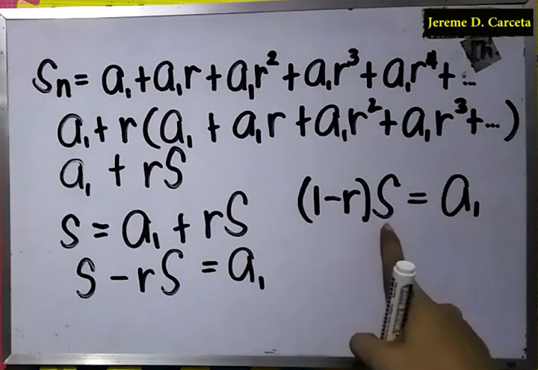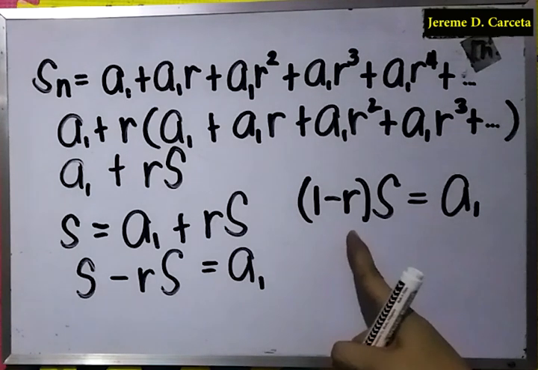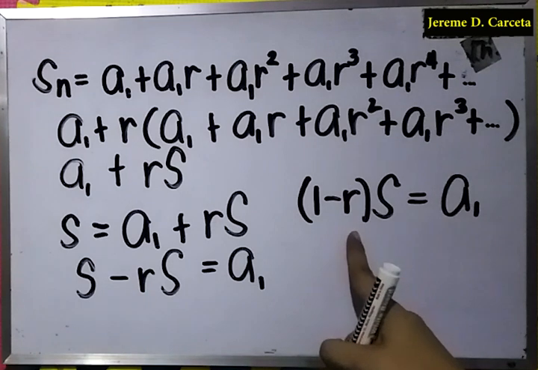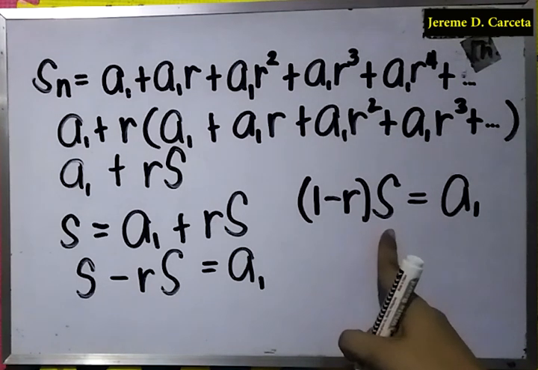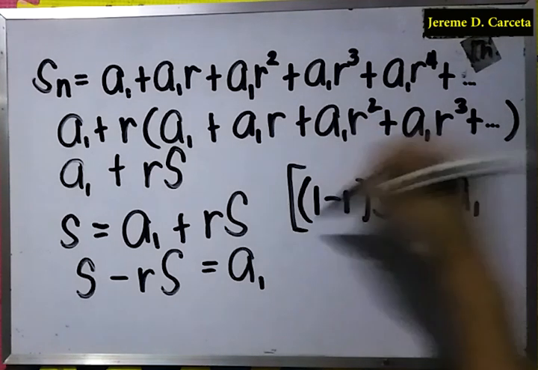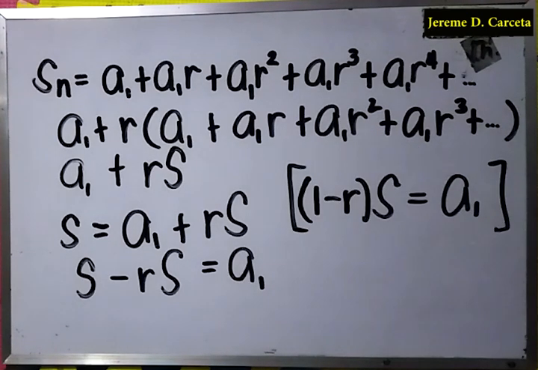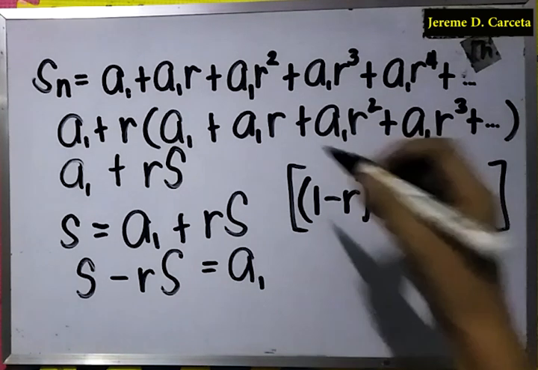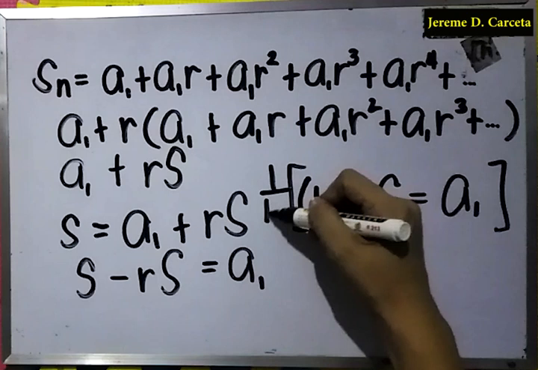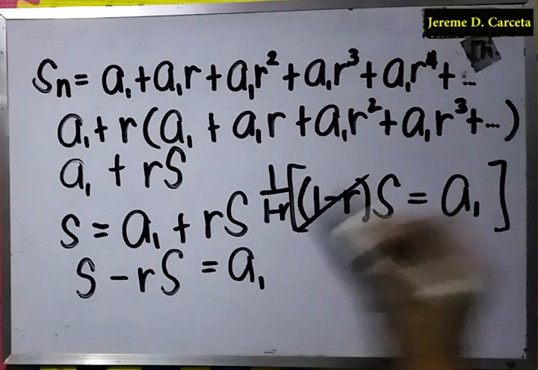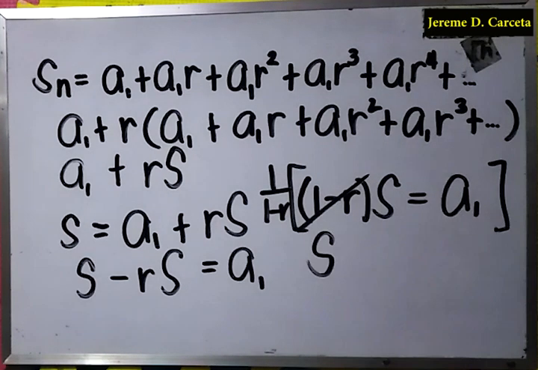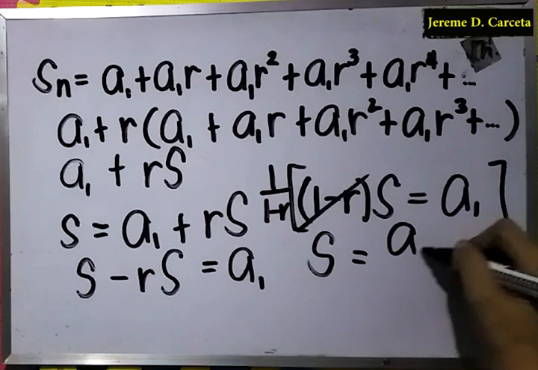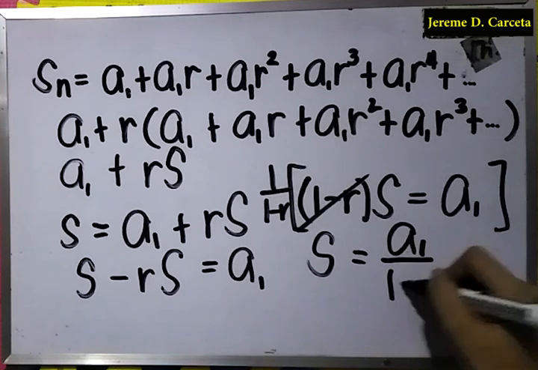Then to find our S, we need to eliminate 1 minus r beside S by using the multiplication property of equality, or MPE. Multiply the whole equation by the reciprocal of 1 minus r, and that is 1 over 1 minus r. So it will be cancelled. You will have S is equal to a sub 1 over 1 minus r.